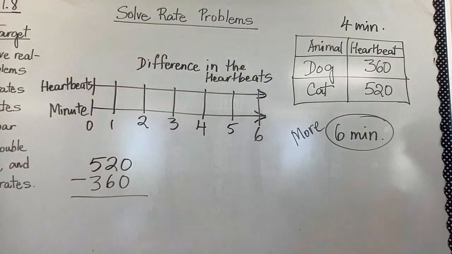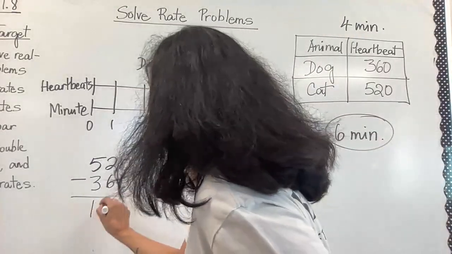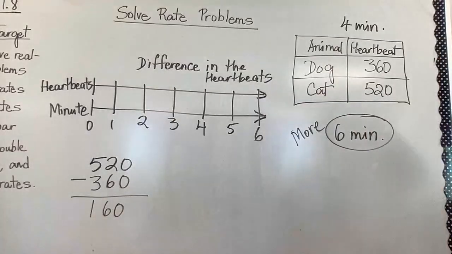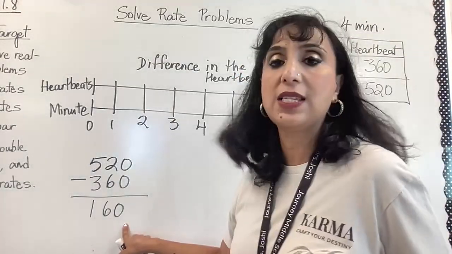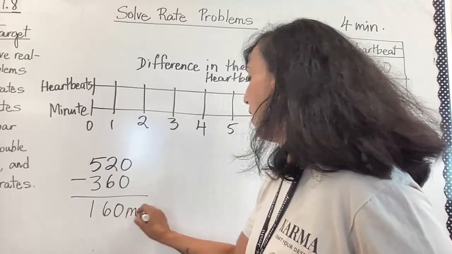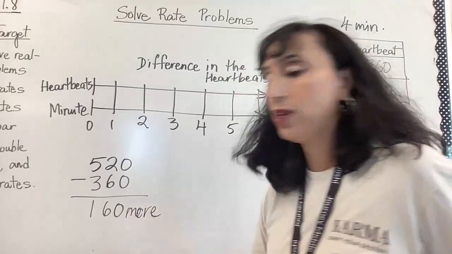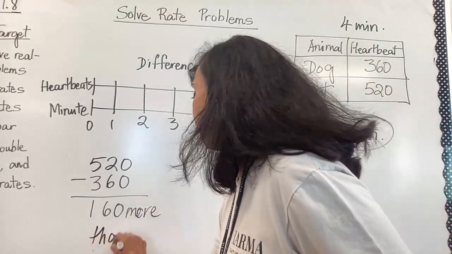Okay, and if I'm doing that, so you get 160 over here. Okay, it's 160 more than the dog's heart. So the cat's heart is beating 160 more than the dog's heart.